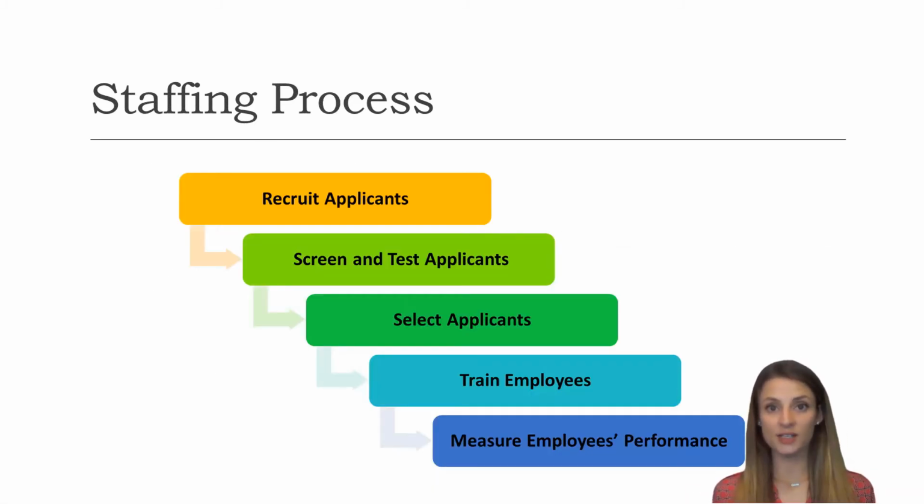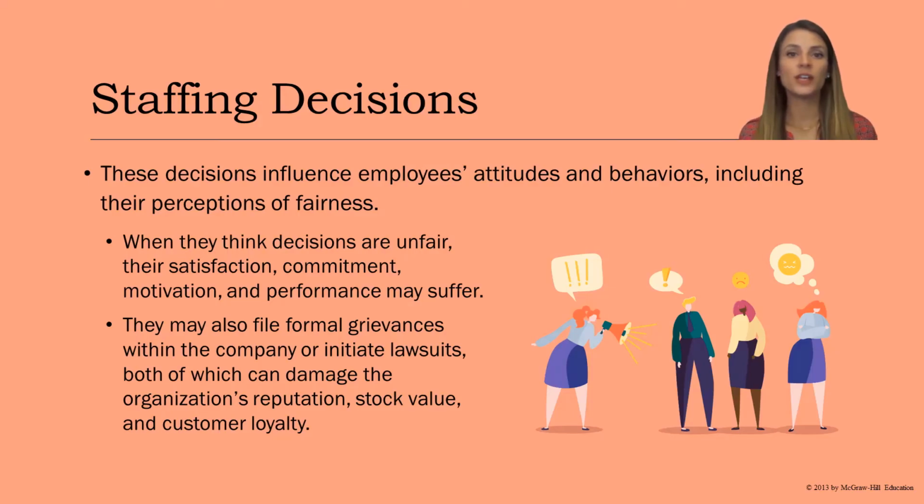Here's a snapshot of the staffing process and some of the decisions that we have to make along the way. The process begins with recruiting applicants, testing them, selecting them, training them, and then measuring their performance. Not only are we interested in the effectiveness of our staffing decisions, we're also interested in their impact on employees' attitudes and behaviors, including their perceptions of fairness.